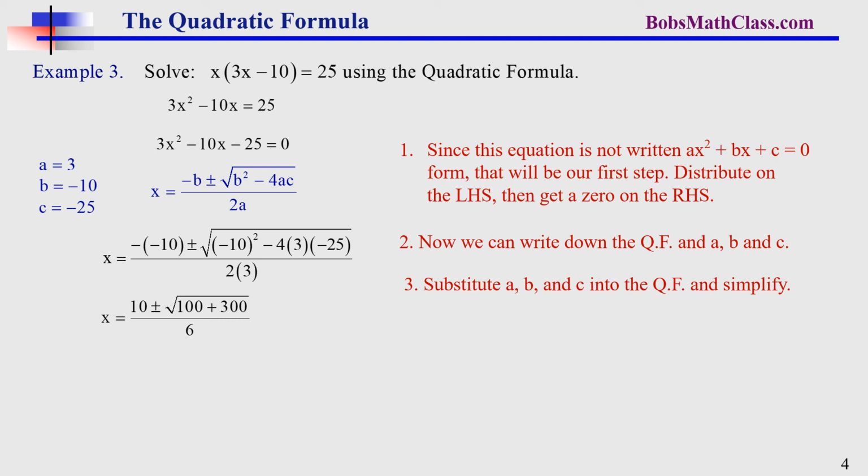We could add the numbers inside the radical. 100 plus 300 is 400. Now we can simplify the square root of 400. The square root of 400 is 20. And here we can keep going. Because 400 was a perfect square, it gave us an integer. So this gives us two problems to work out. 10 plus 20 over 6, and then 10 minus 20 over 6.